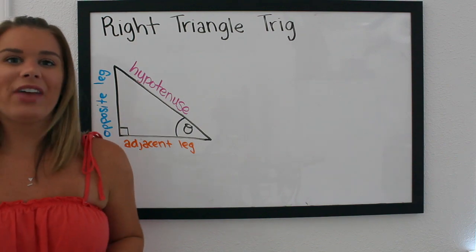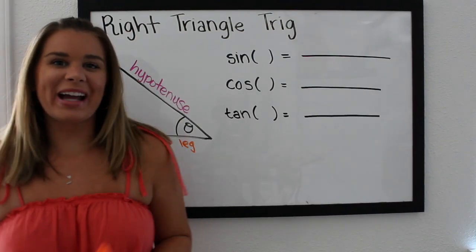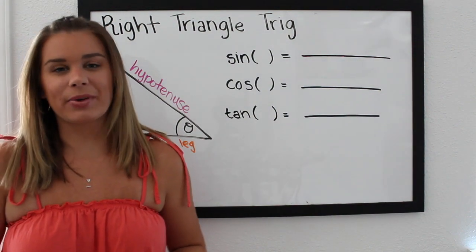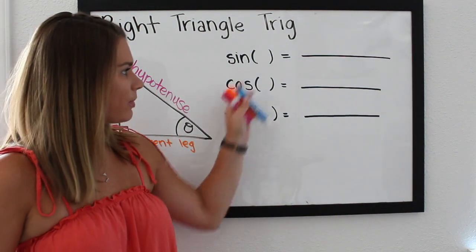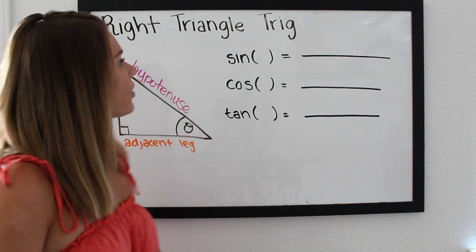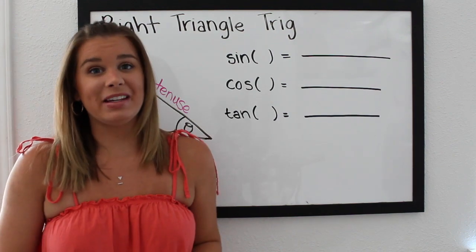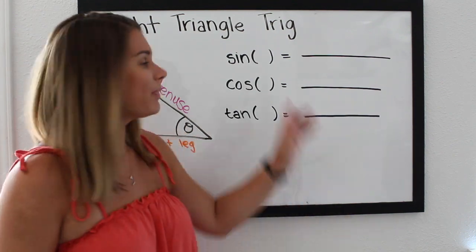Okay, so now that we have that covered, we're going to go over the trig ratios. We have three main trig functions that we're going to go over. We're first just starting with these, and then I'm going to show you the inverse ones. The first one we have is sine. Now this is my biggest pet peeve. Do not ever do this.